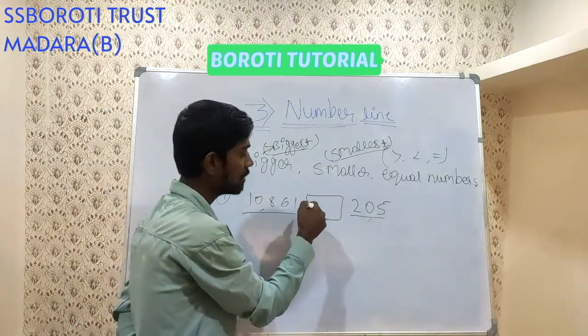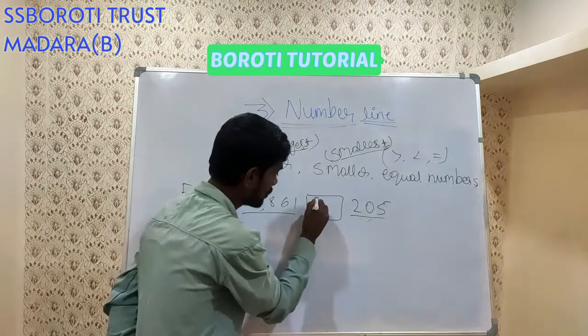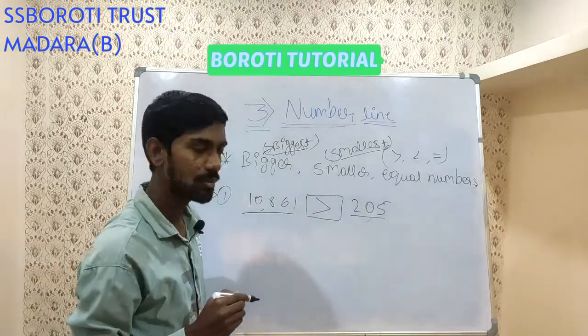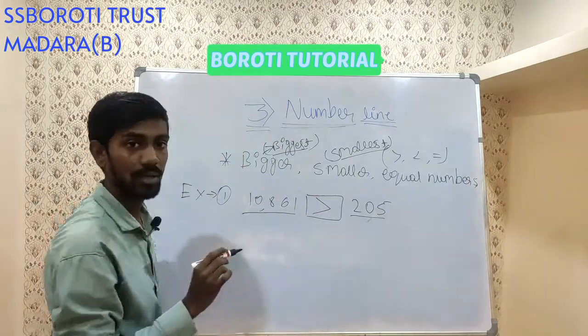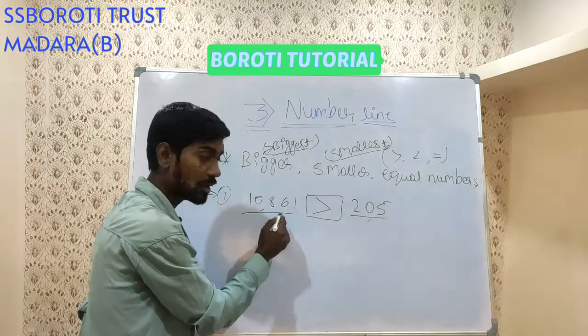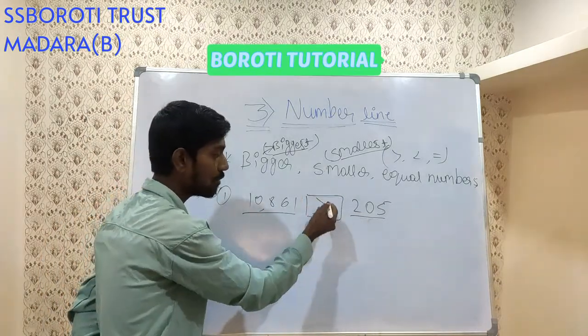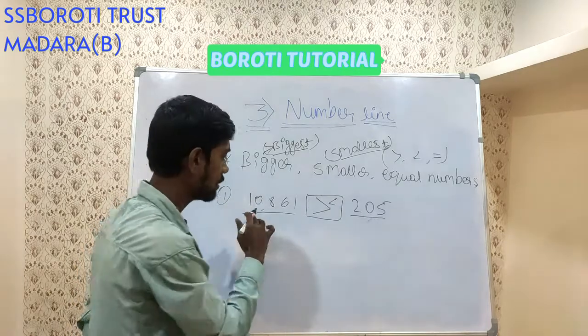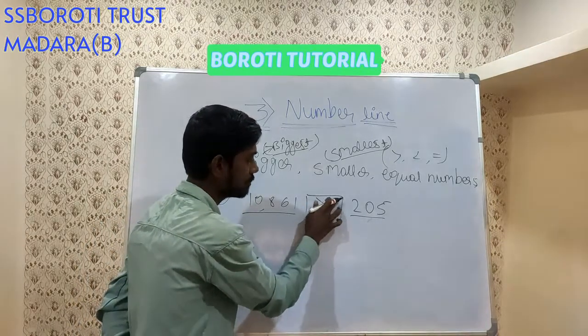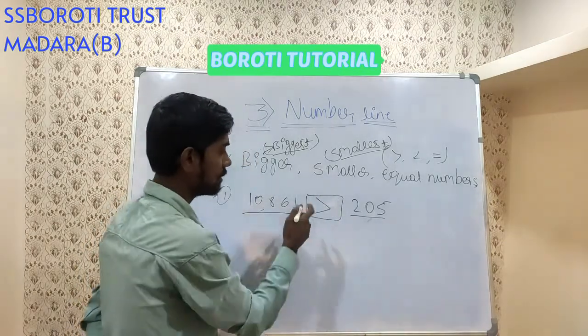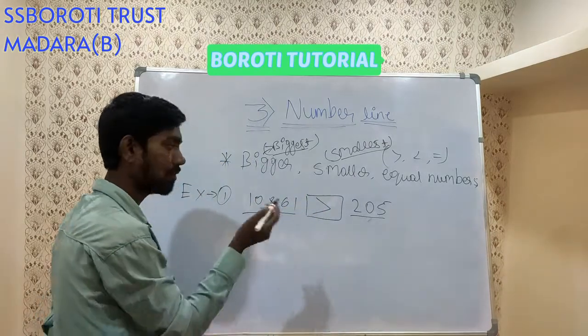How do we represent this using a symbol? This symbol. Understood? This symbol is for the bigger number, because it is the bigger number. If it was the bigger number, we have to represent it like this. I'll tell you about it. This is the bigger number. This is about one of them.